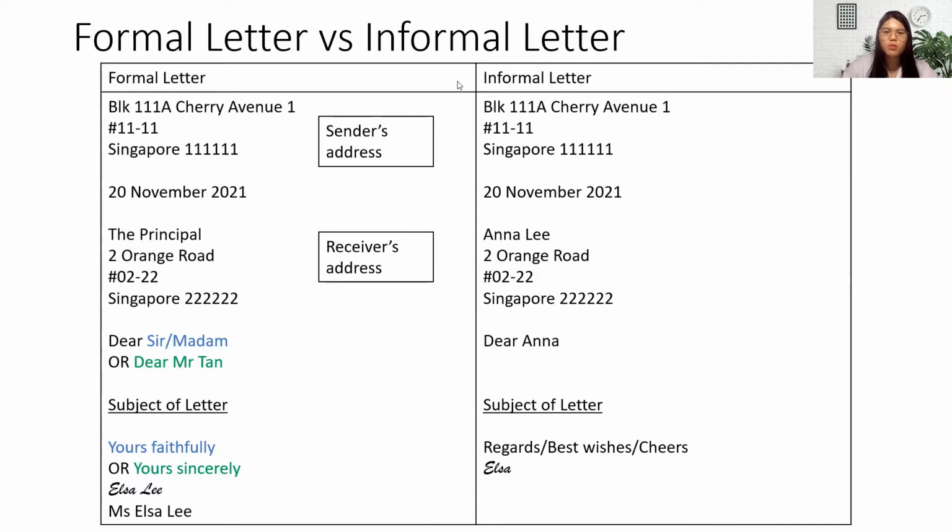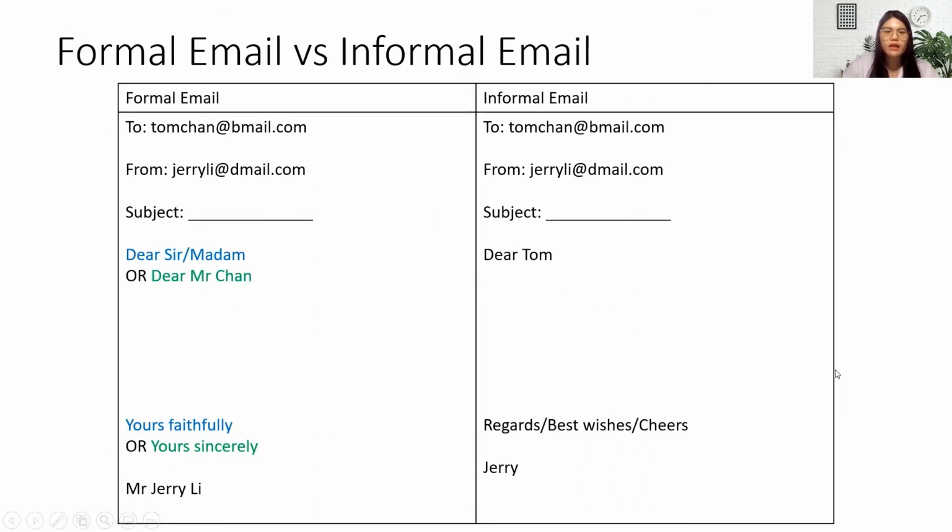Okay, now moving on to the formal email and informal email. Both formal and informal email will start with the to email address, who you're sending the email to, the from email address, as well as the subject. What is the subject of this email? The only difference is with who you are addressing it to. So very similarly to your formal and informal letter, you are writing dear sir or madam to someone that you do not know, or dear Mr. Chan to someone you know.